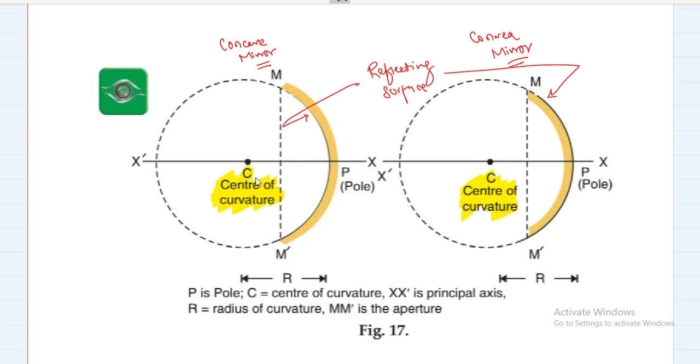Center of curvature of a spherical mirror is the center of a sphere of which the surface of the mirror is a part. ठीक है, मैंने 2-3 बार रिपीट किया.